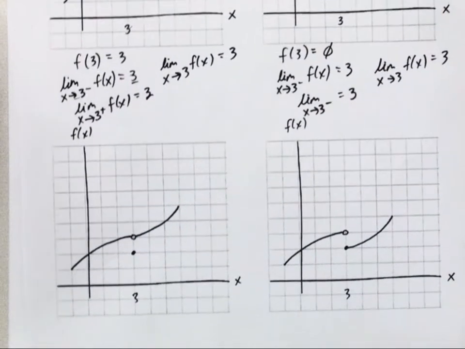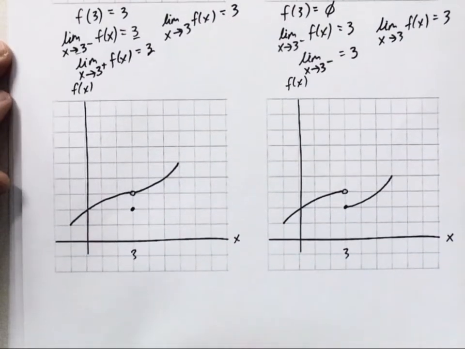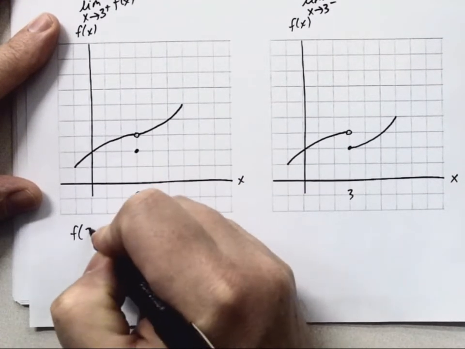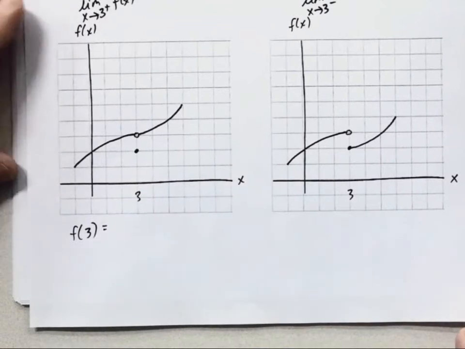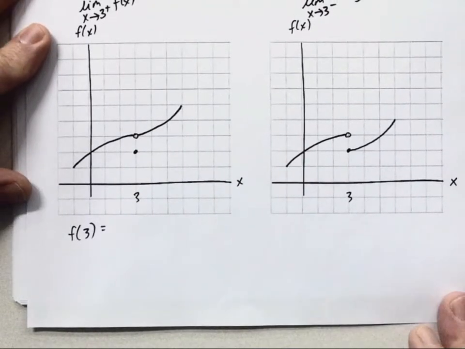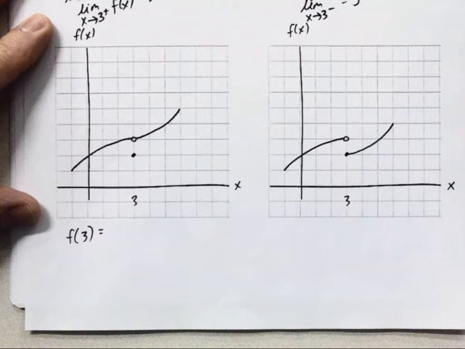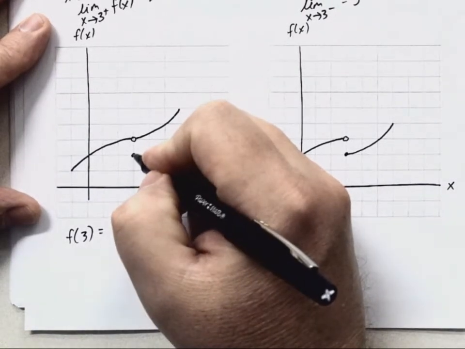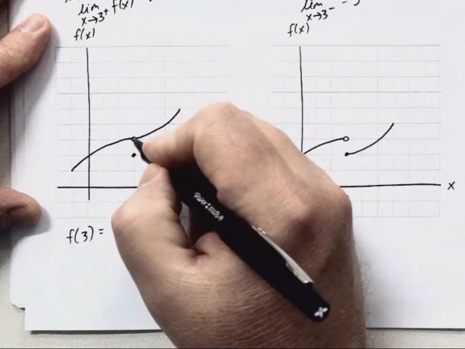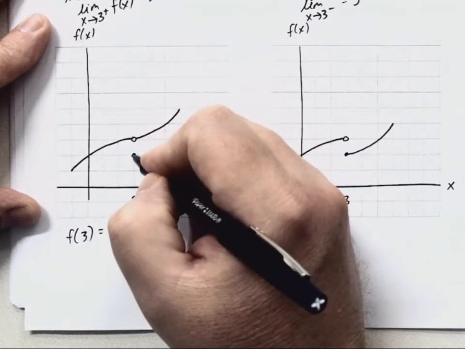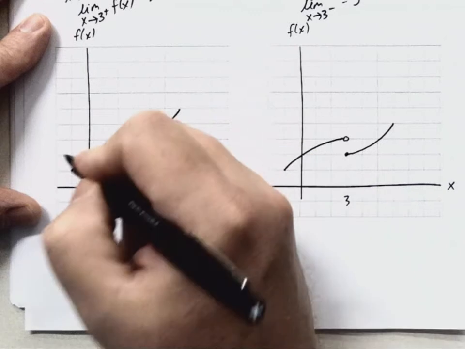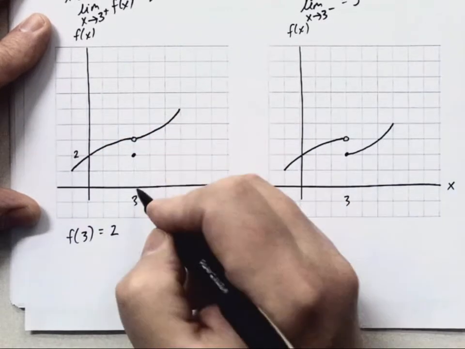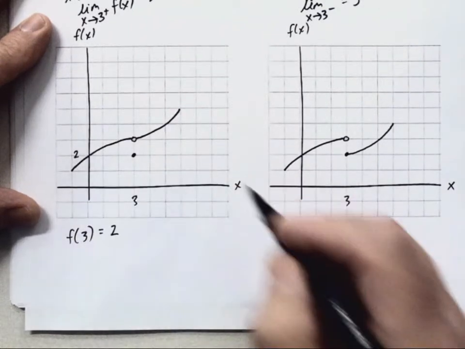How about this one, this third one? Let's figure out the same 4 things. Now for this one, what is f of 3? So what's the function equal when x is 3? Well, the graph is up here. There's an empty spot here, but turns out there's a dot here. It looks like when x is 3, my function is 2.